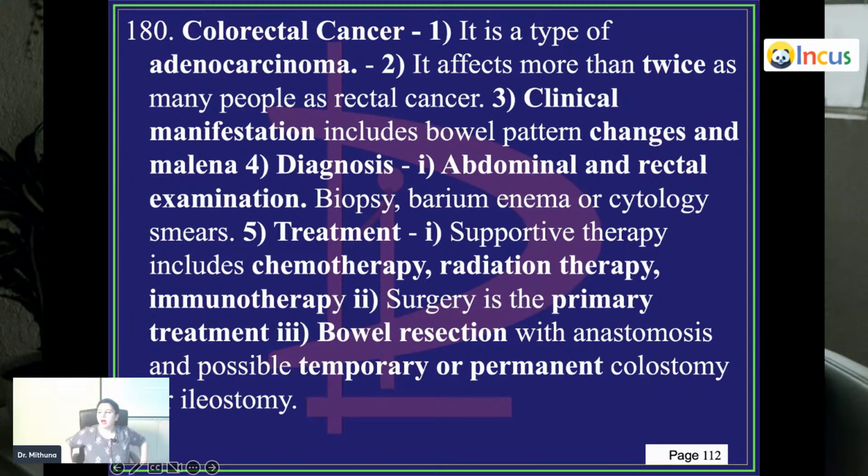Today we'll again have an art class for just 1 hour, and then we have our doctor's class by Sir. So let's start with colorectal cancer today. I have added some more pictures so that it's easy for you to understand.